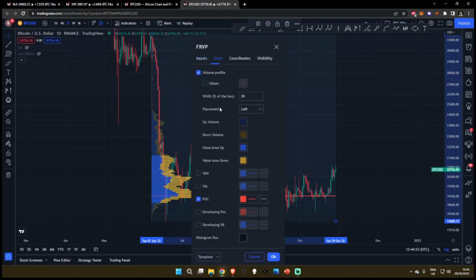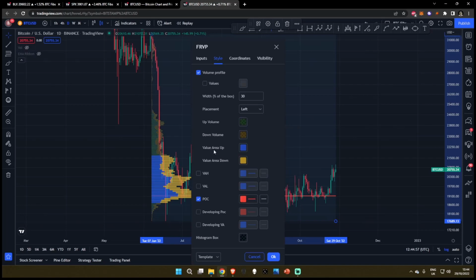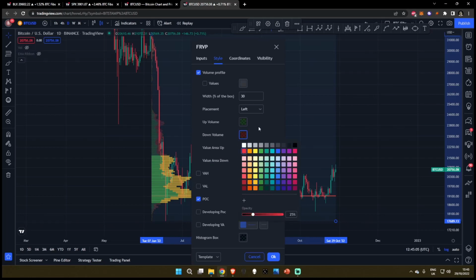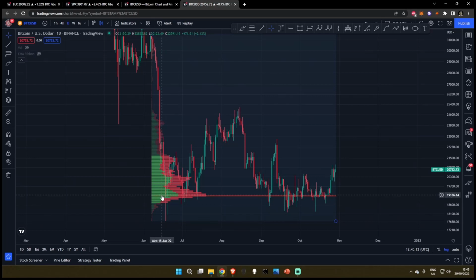You want to come over to style, and then for the up volume, as you can imagine, this is bullish. You want to put this as green. Value area up, you're also going to want to set this as green. And then for the last two, which are down volume and value area down, you're going to want to put these both as red. So this is basically now telling you with green and red, as you can very easily imagine, green is going to be where buyers are stepping into this market and buying, and red is going to be where sellers are going to be selling.